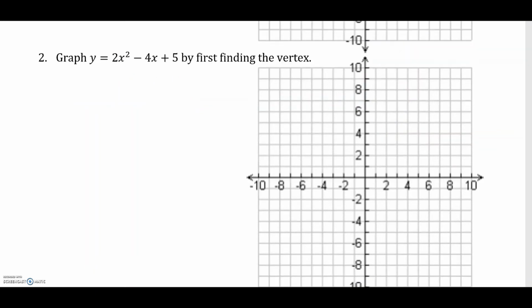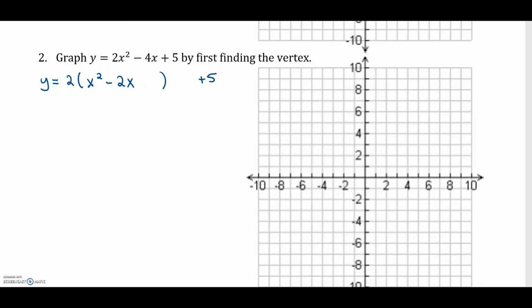In question 2, we're given the general equation of a quadratic function, y is equal to 2x squared minus 4x plus 5, to graph it by first finding the vertex. The first step to find the vertex is to put it into vertex form by completing the square. We want to factor out the 2, and we're left with x squared minus 2x. You still have a plus 5 on the outside.